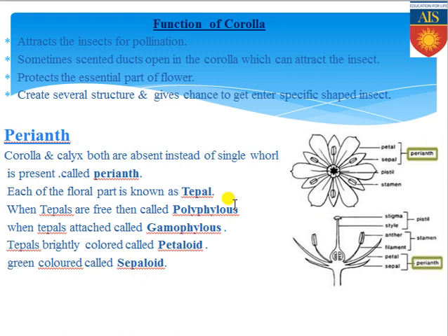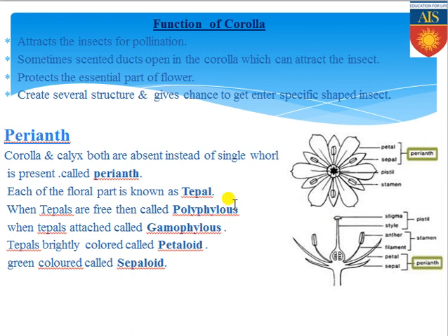It is also creating several structures and gives a chance to get interspecific shaped insects. So it is actually producing some kind of shapes or configurations, so that a specific kind of insect can enter only this specific flower containing this corolla, which is actually responsible for pollination.